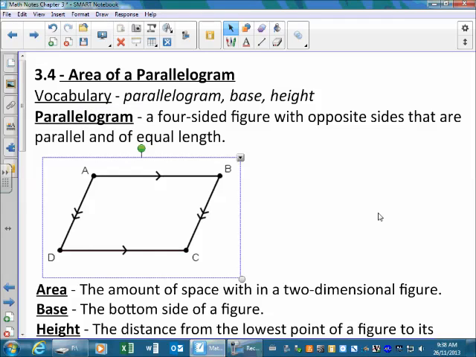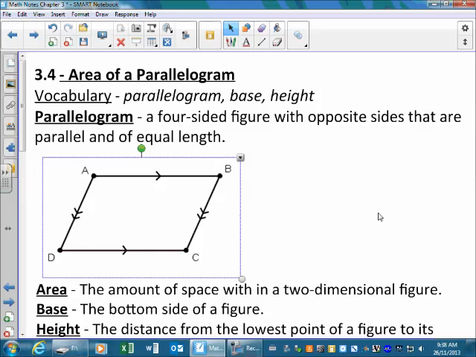All right, this is 3.4, chapter 3, and the focus is on area of a parallelogram. So the vocabulary that we're going to consider is the word parallelogram, what that means, and what the base of a structure or figure is, and what the height is. Not too tricky, I don't think.